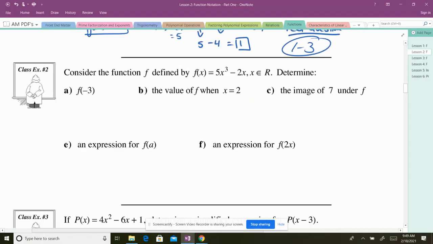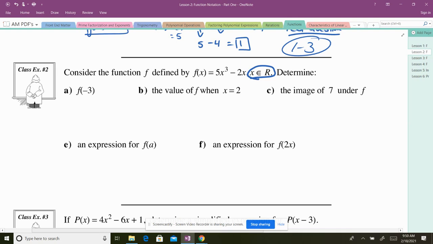Okay. So now we're going to get slightly more complex here. Our function is 5x cubed minus 2x. This just means, that's x cubed. What does that mean? Close.